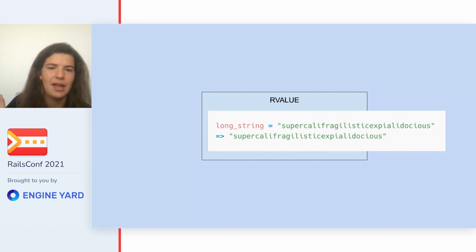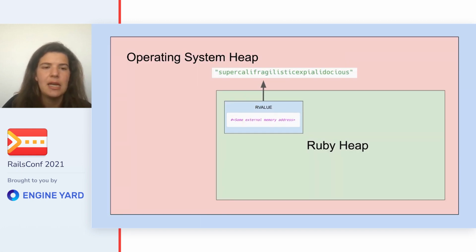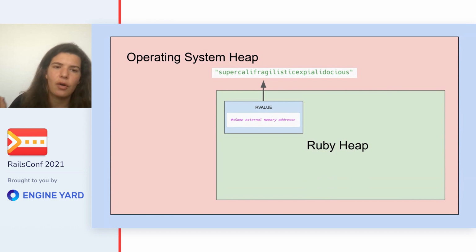This string is, as I've tried to demonstrate with it going over the border, too big for the R value space. So what'll happen in some cases like this is we'll actually have the R value point to some external memory address, and that memory will be in the operating system heap itself. So when we were looking at memory addresses of objects earlier, each R value has its own memory address, and then within the R value, we can reference some memory address sometimes outside in the operating system heap itself.